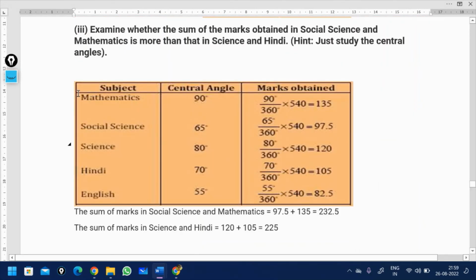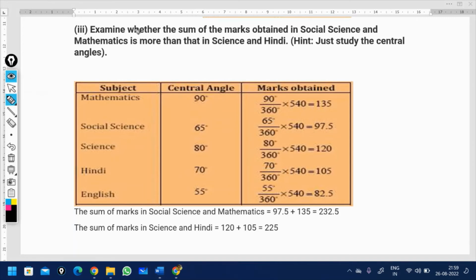Let's quickly do the third part. The third part says that we have to examine whether the sum of the marks obtained in social sciences and mathematics is more than the marks obtained in science and Hindi. There are two ways of doing it: you add up the central angles, or otherwise, you simply straight away add the marks, and let's do it.